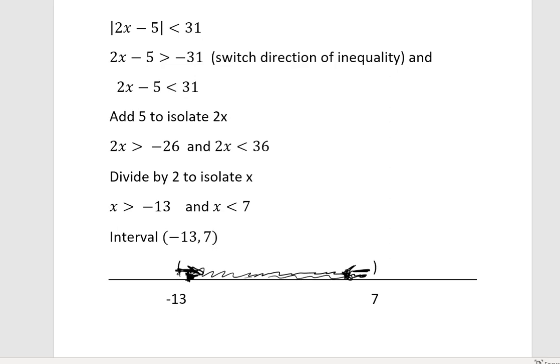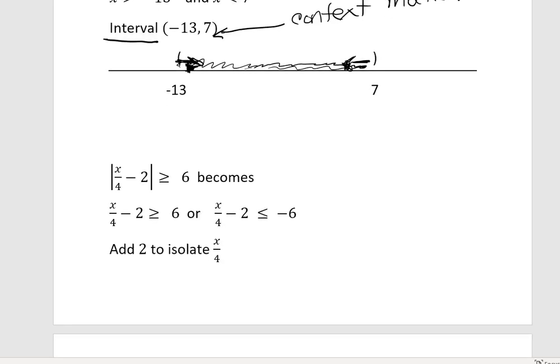All right. When you talk about it, this is our interval, and remember, this is one of those cases. Context matters. This is not a point. This is an actual interval, saying we're not including those actual values, but everything in between them is captured in that interval.